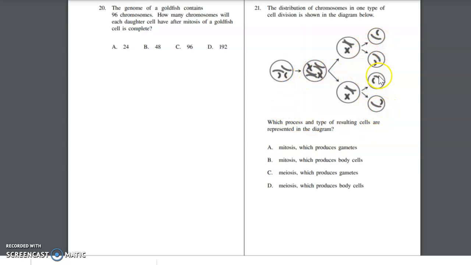So if we go through cell division twice and end up with 4 cells at the end, that's going to be meiosis. We're making gametes. These are either egg cells or sperm cells. We're going through meiosis. There's half as many chromosomes and 4 cells. So this would be meiosis, which produces gametes. C would be our correct answer.